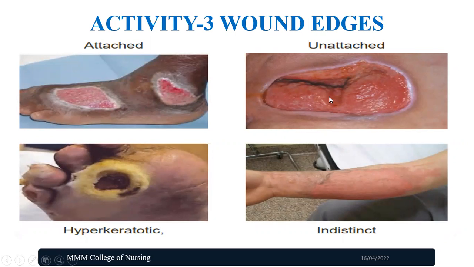The second type of wound edge is the unattached wound, where the side walls are present, but the wound is a little deeper than the side walls. This is the hyperkeratosis wound, where we can see the callus formed over the wound. The wound is also deeper. The last picture shows the indistinct wound borders, which means we are not able to identify the wound border as well as the wound. This type of wound border is known as the indistinct wound border. Hope you are able to understand the wound edges.